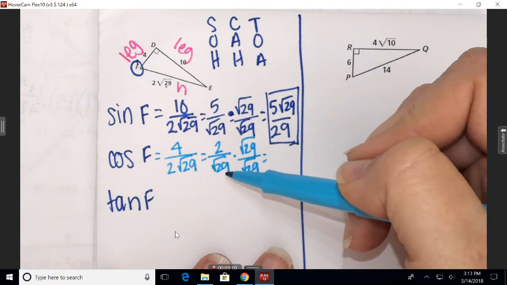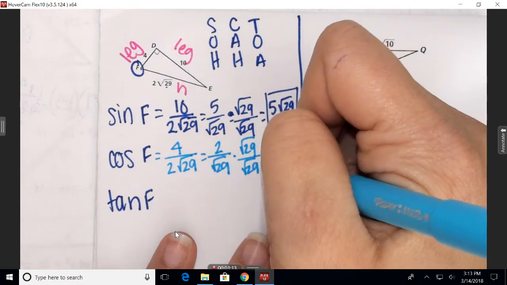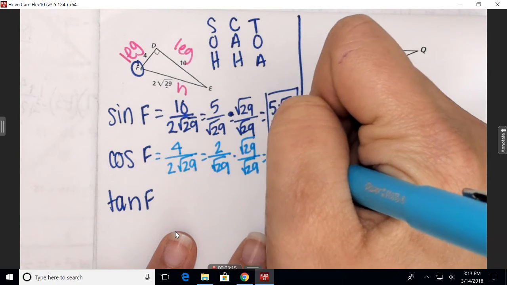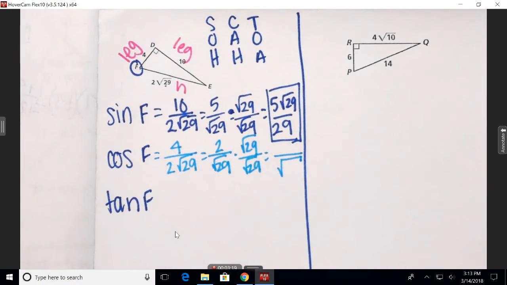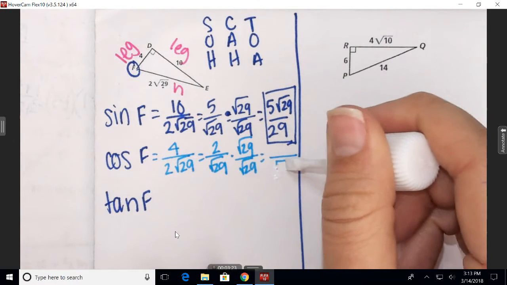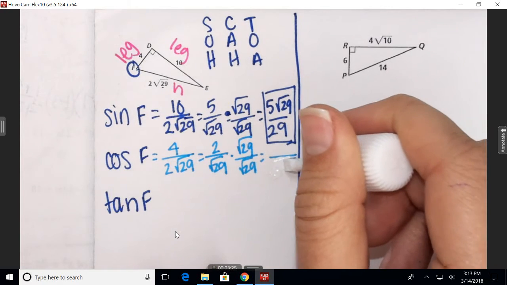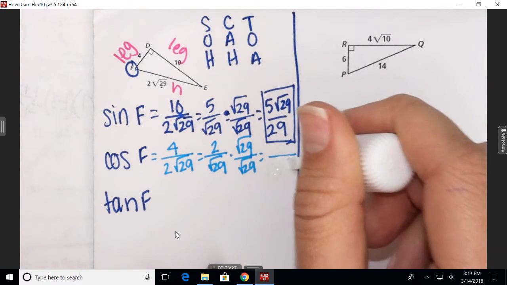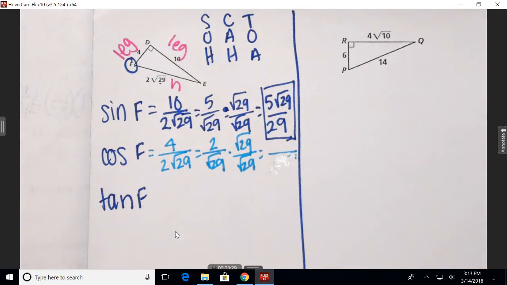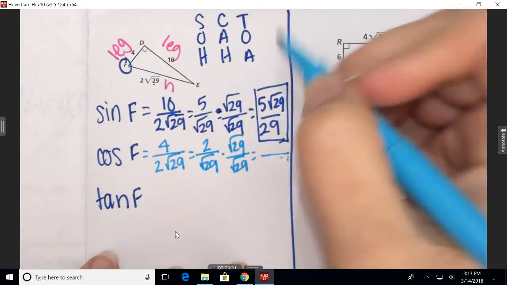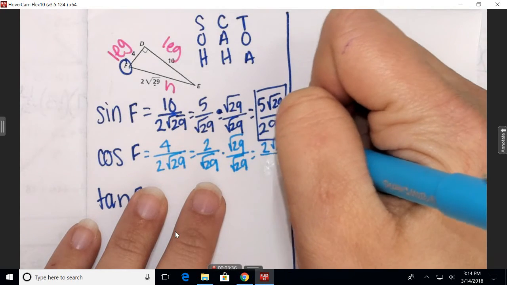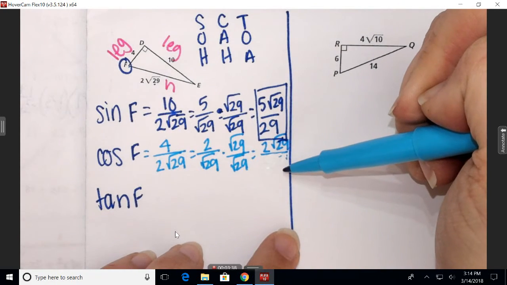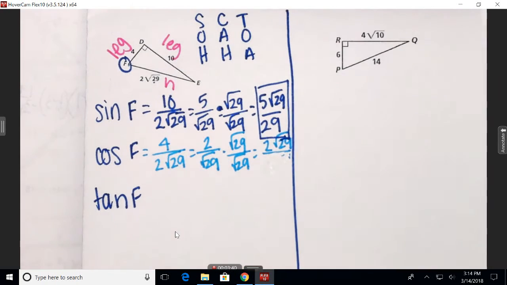Now remember, when you multiply root 29 times root 29, the radical goes away, and you're just left with the number. So the denominator should be 29 without a radical. I just got excited. And on top is 2 root 29. And this should be 29, but since that whiteout was drying, I'm going to give it a minute to dry.